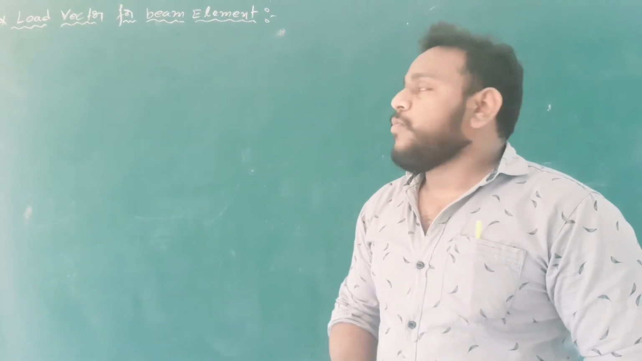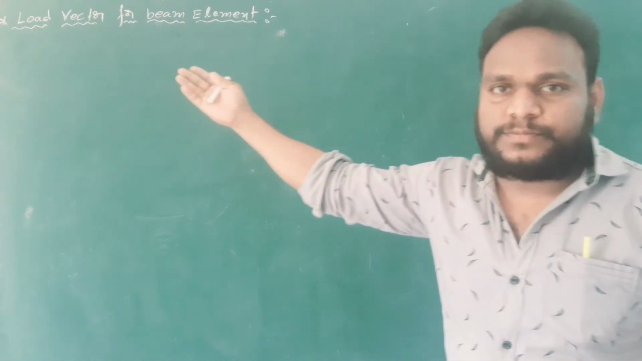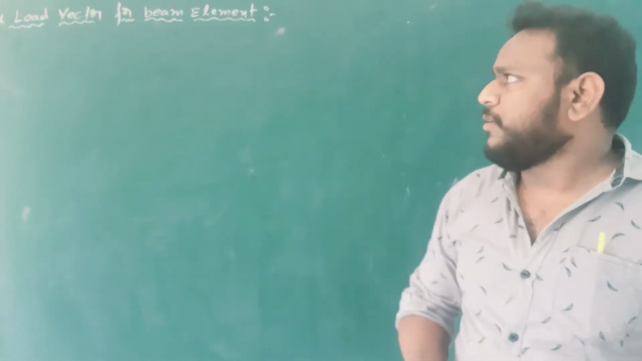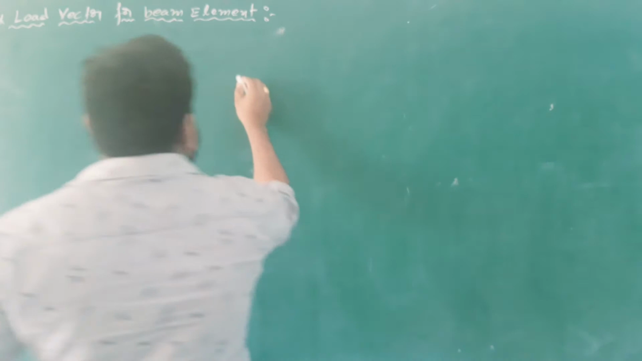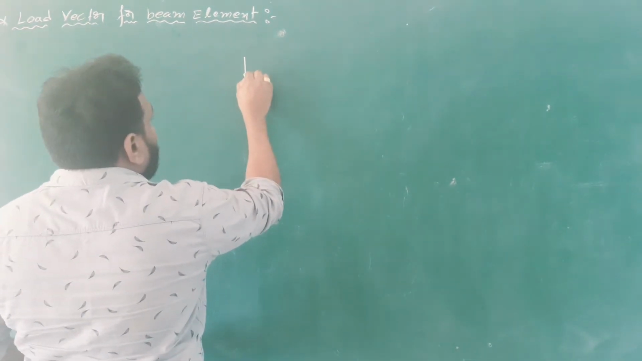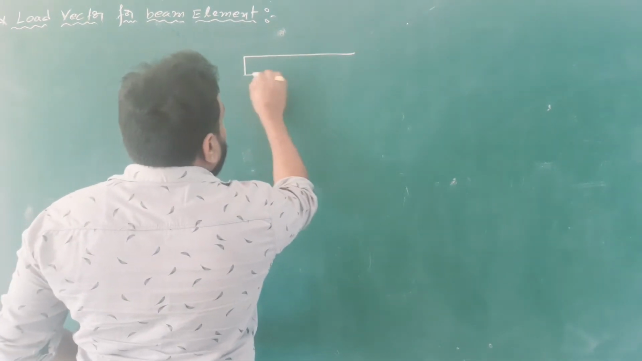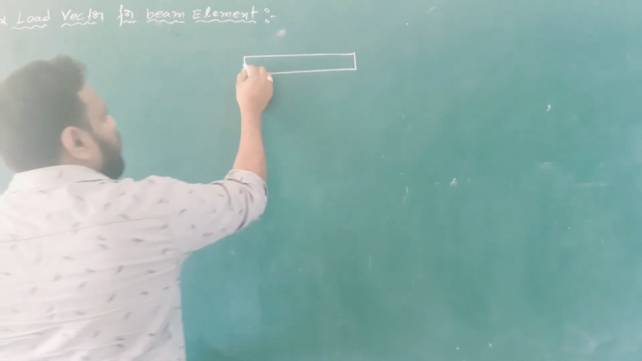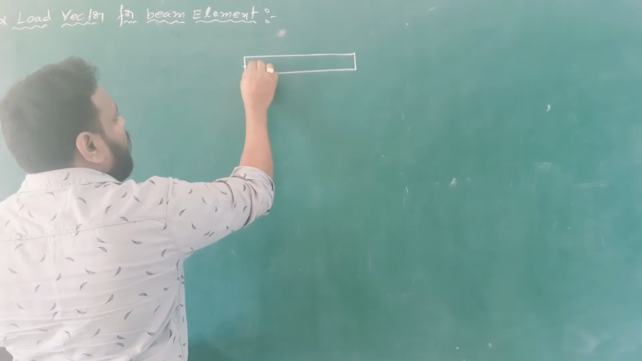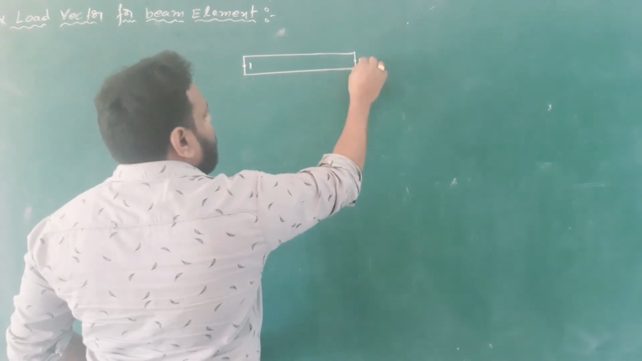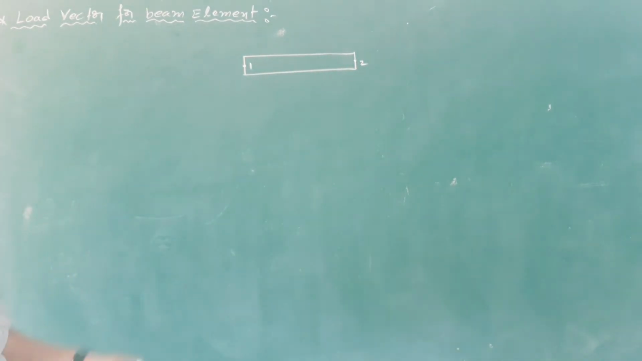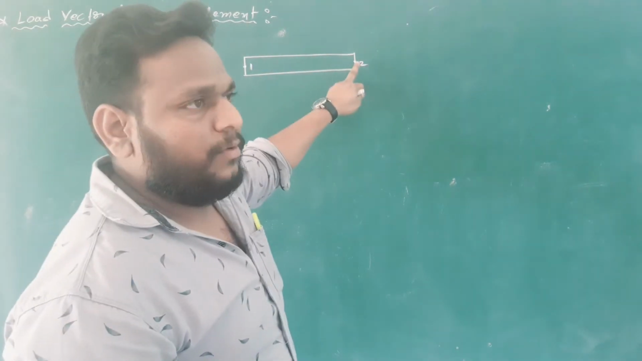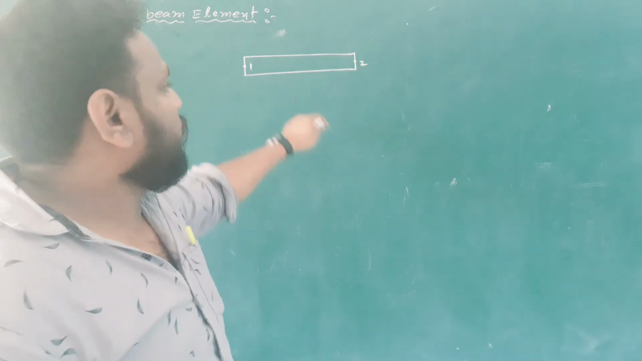Now we are discussing the load vector for a beam element. We know that this is a beam element. For example, this one is node 1, and this is the second node. Every node has two displacements.